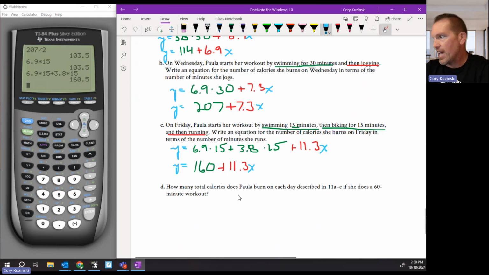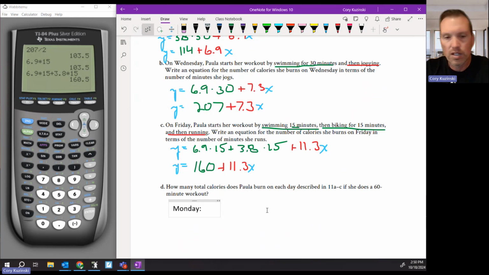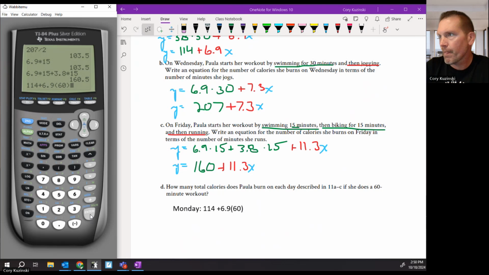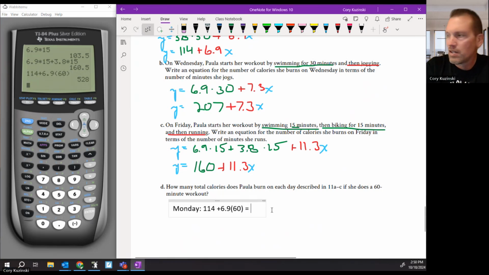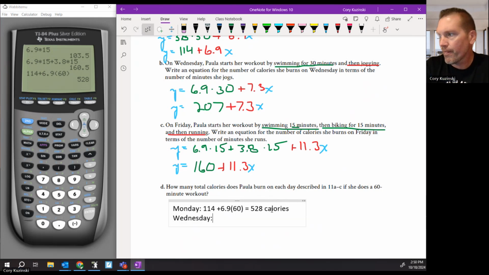How many calories does she burn on each day if she does a 60-minute workout? I'm typing this because my hand's done. All right, so Monday, she's going to do 114 plus 6.9 times 60. 114 plus 6.9 times 60, which is 528 calories. On Wednesday, she's going to do 207 plus 7.3 times 60.